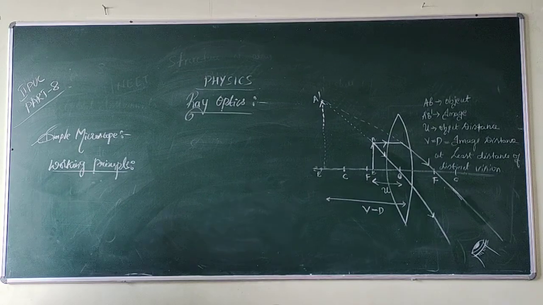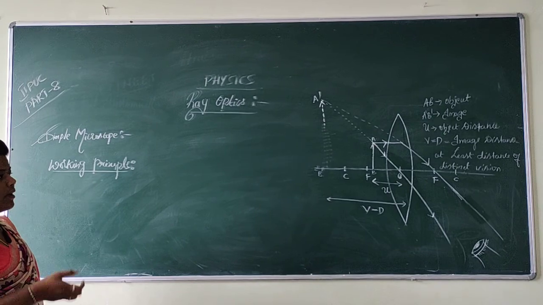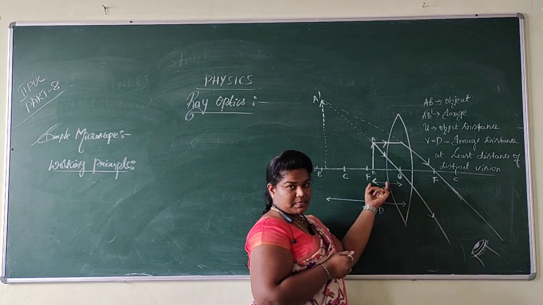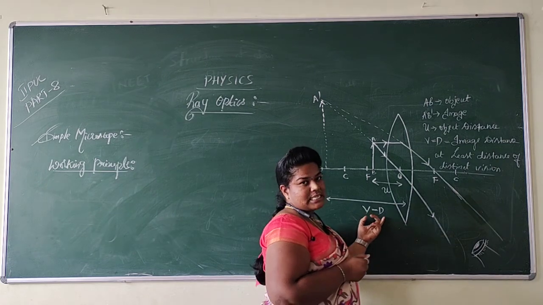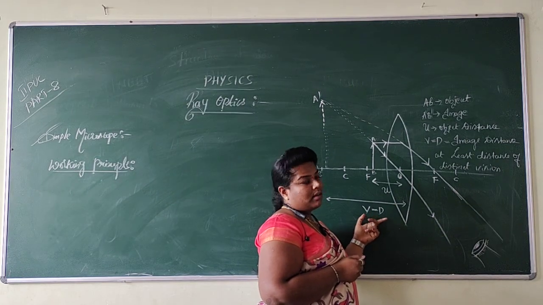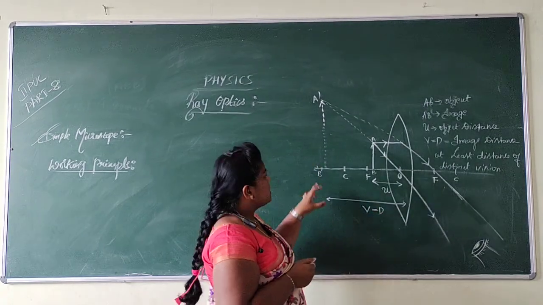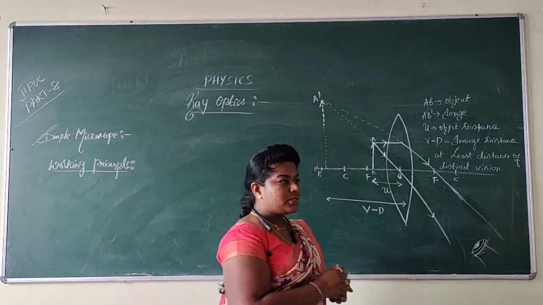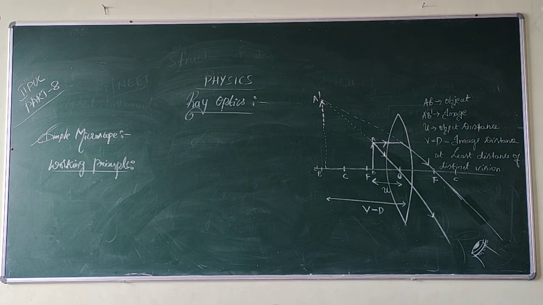Now let us write the working principle, my dear students. What exactly is the working principle? When the object is placed between the optic center and the principal focus, the image is formed at the least distance of distinct vision. The image is erect, magnified and virtual. You should note all these things in the working principle.